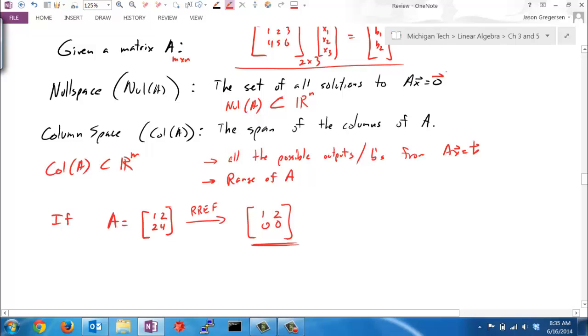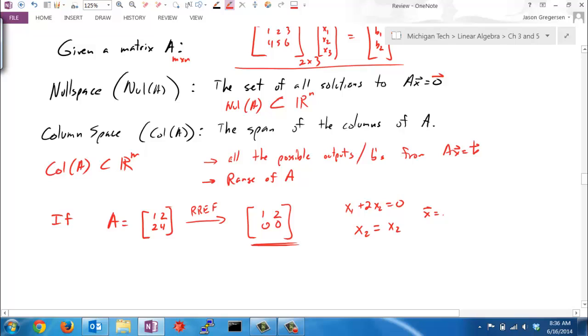So really there's an invisible augmented column of zeros at the end of that. But once I do the row reduction, I start to look at the equations again. So this says x1 plus 2x2 equals 0. And my equation for x2 would be what? x2 equals x2, right? Because it's just my free variable.